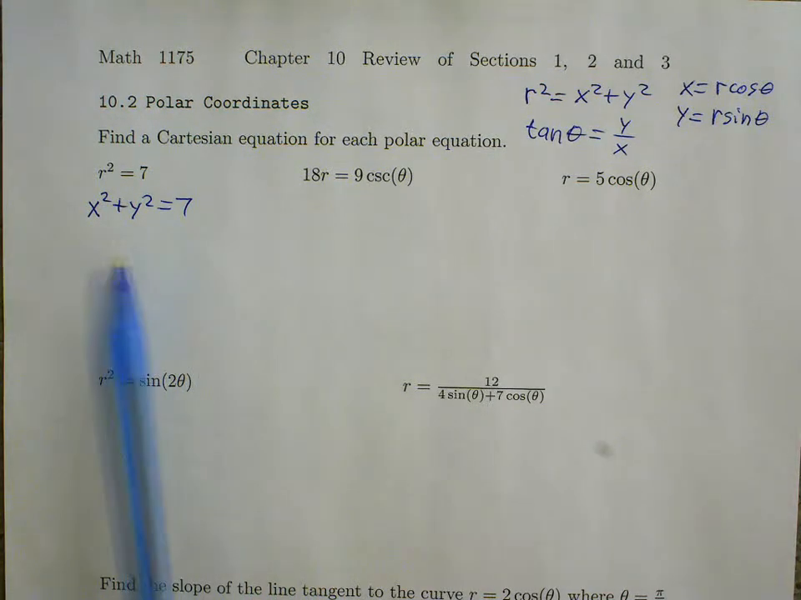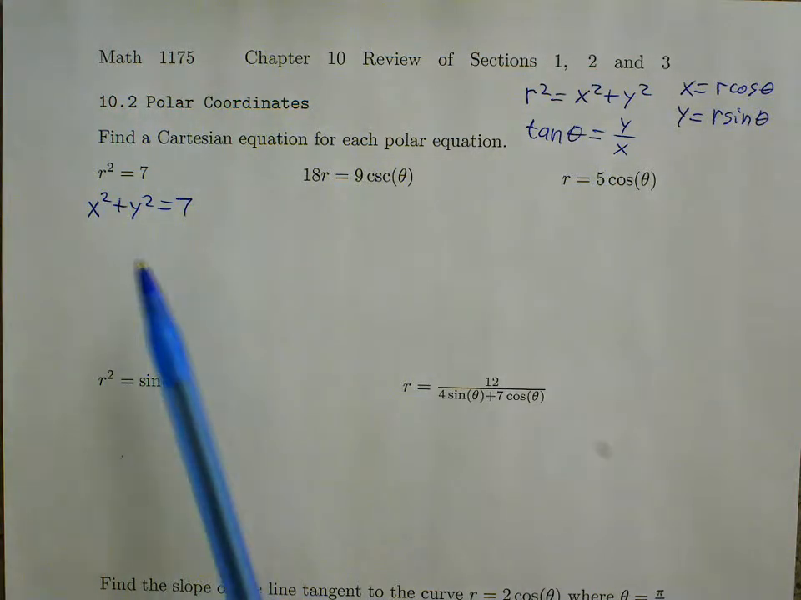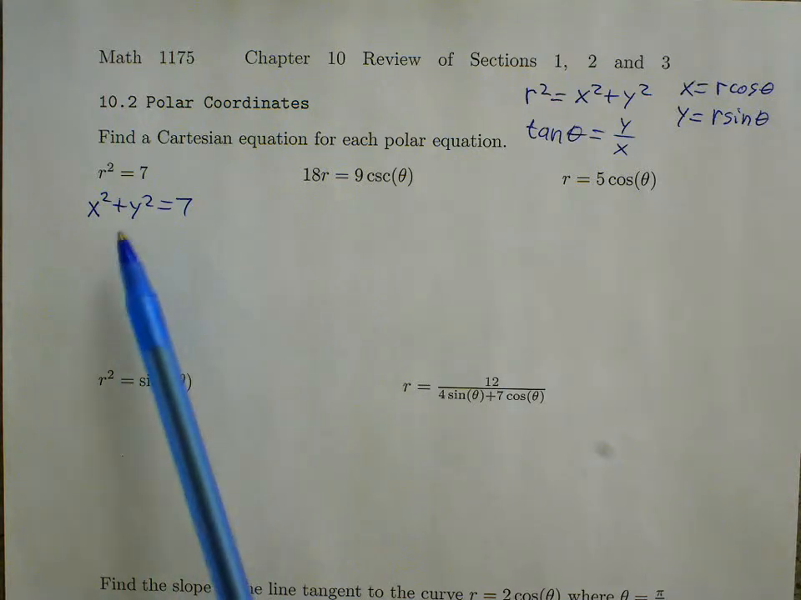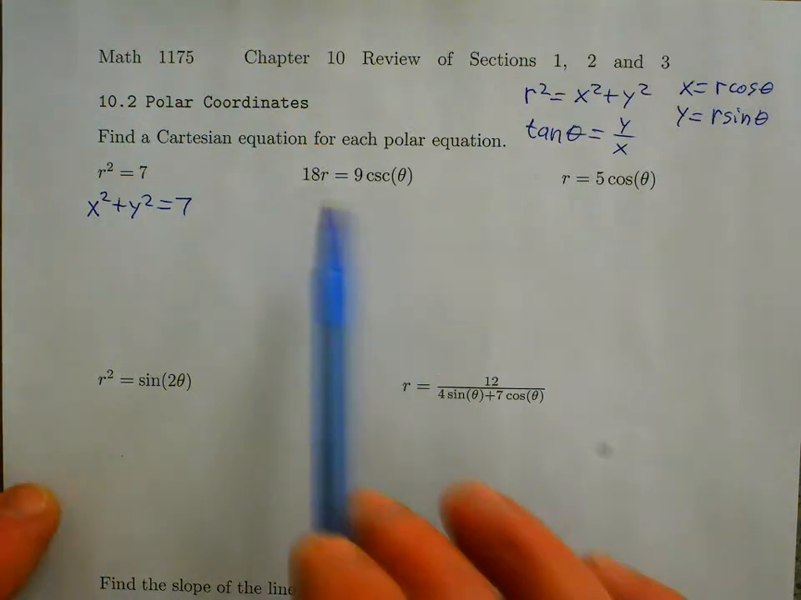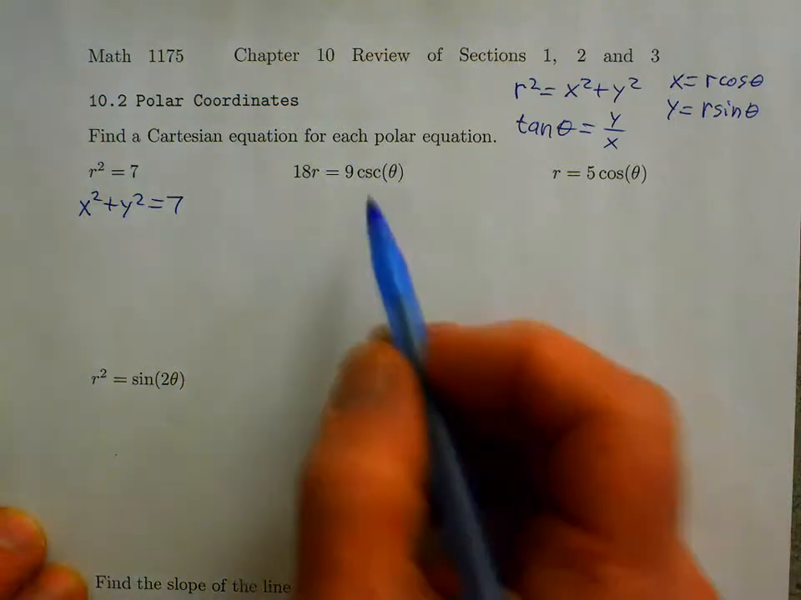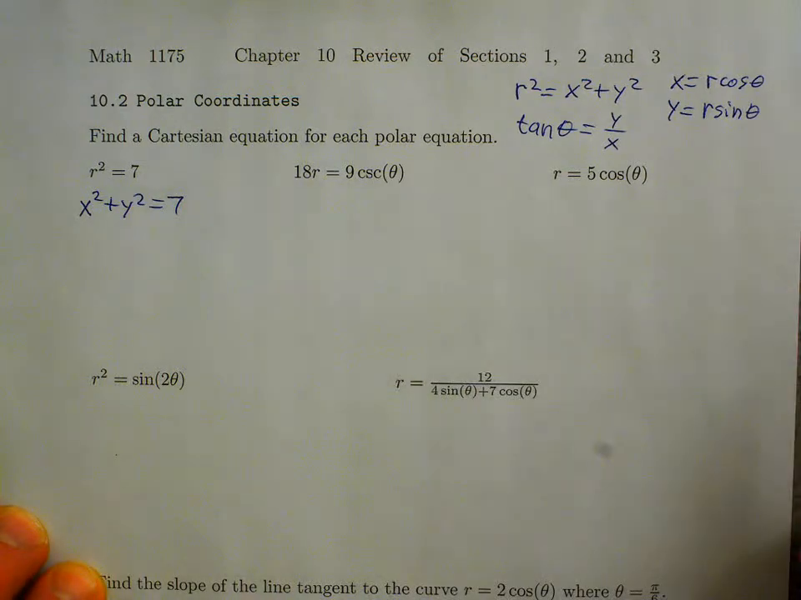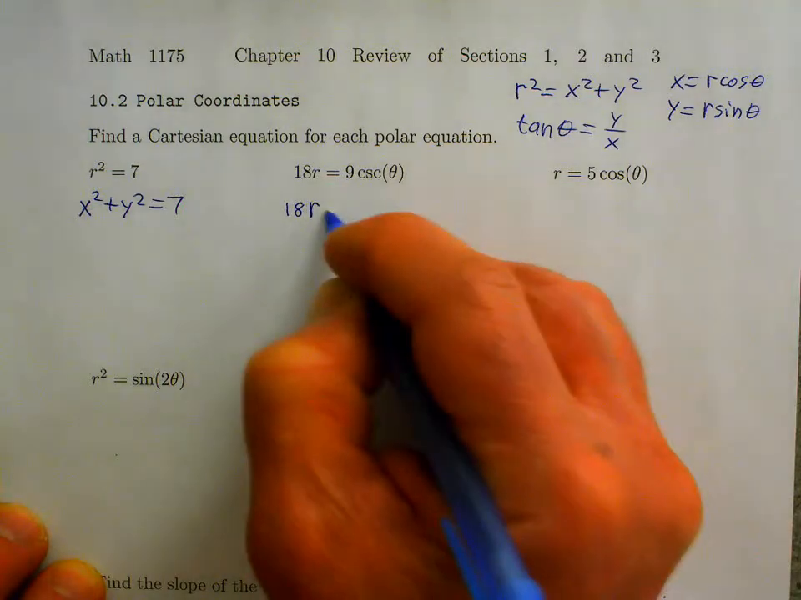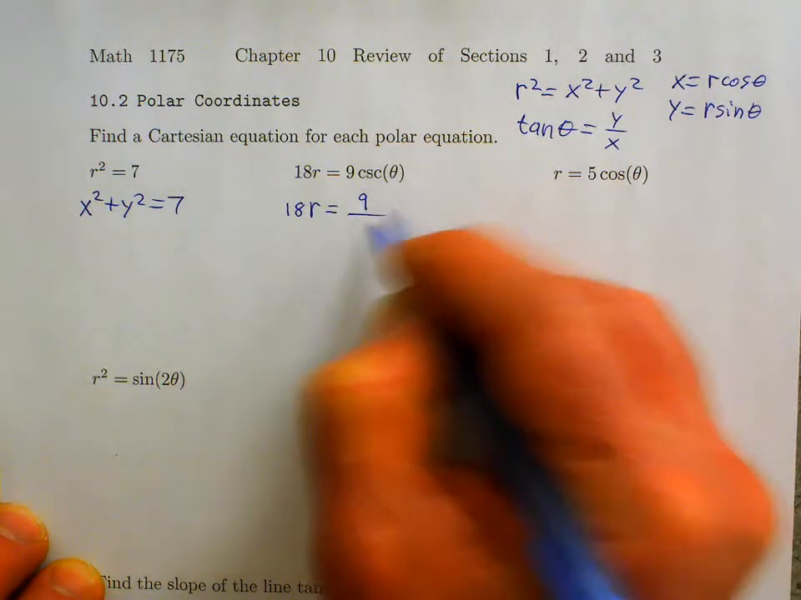What is this x squared plus y squared equals 7? Yeah, it's a circle with radius square root of 7 centered at the origin, 0, 0. Okay, the next one, 18r equals 9 times cosecant of theta. Cosecant of theta is 1 over sine of theta. So we can write this as 18r equals 9 over sine of theta.